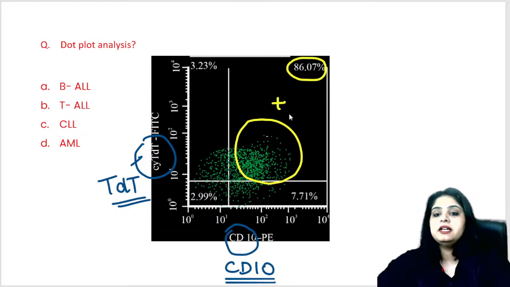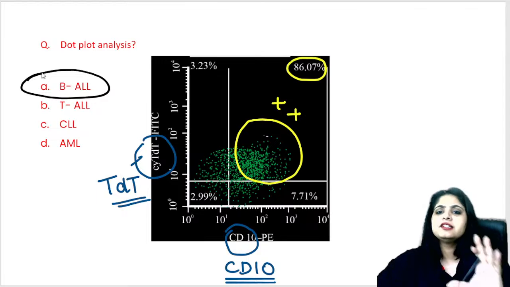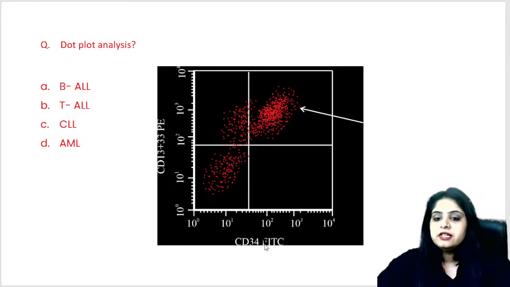And where is it? DP, double positive, meaning CD10 positive, TDT positive. Of course, this is a case of BALL. Life becomes a lot simpler now. Basically, you had to pick up that one CD markers table and you are sorted. Let's practice one more. What do I have?